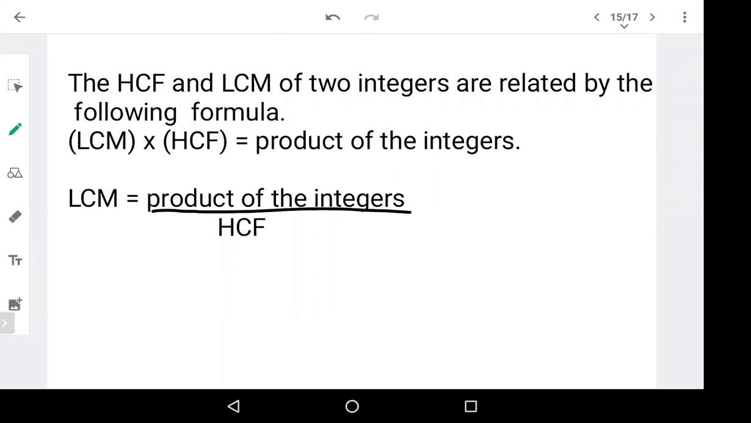When they give you both HCF and LCM, how do you find the values? This is the first formula. LCM into HCF is equal to the product of the integers. Let's take an example. We have 4 and 6. Now let's say we are supposed to find the LCM of 4 and 6. Calculate the LCM of 4 and 6.